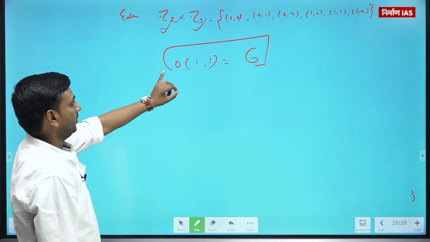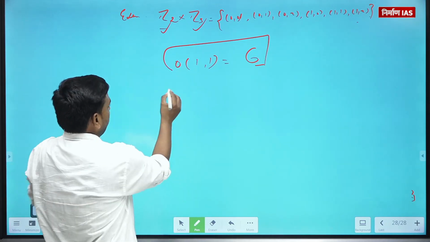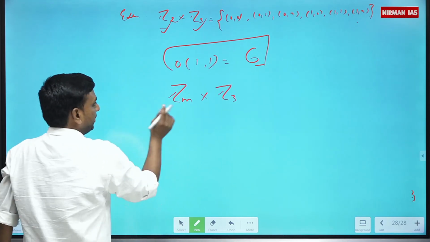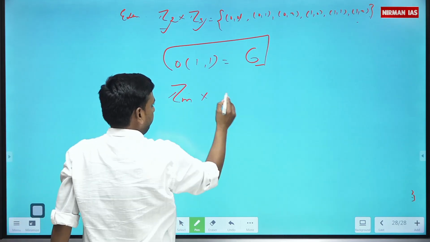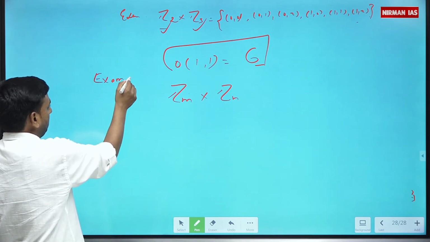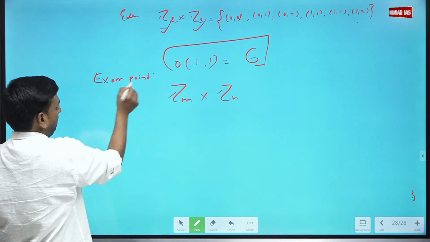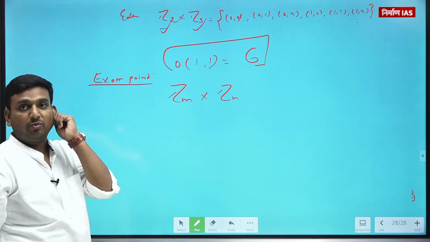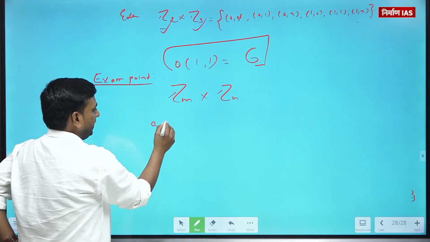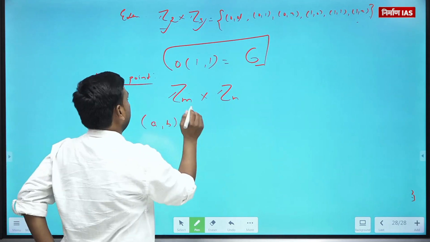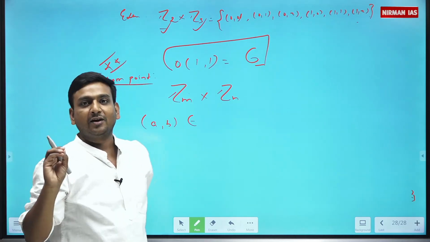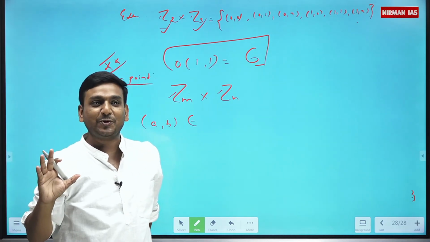Ultimately, suppose that I have Zm cross Zn, this is an exam point for you guys, and you want to calculate the order of any element. Please do remember this thing. This is just basic knowledge, but it will help you eventually.